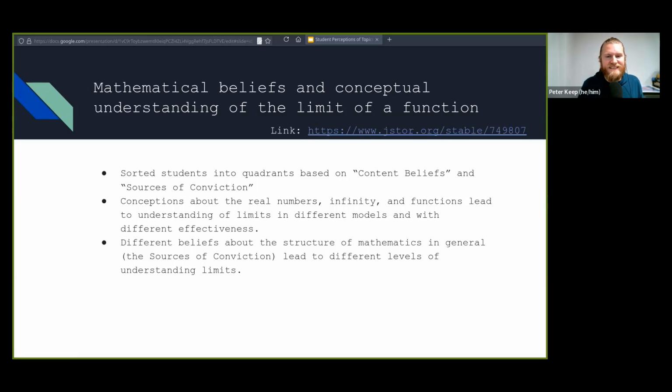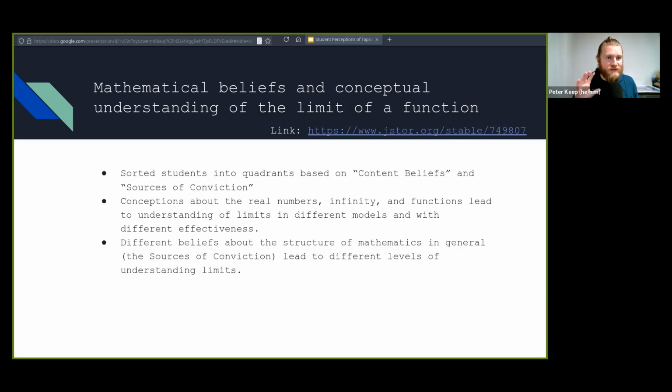They were thinking about conceptions about the real numbers and infinity and what functions are. So notice these things that they're classifying are not directly about limits, but these are really foundational topics to how we think about limits, right? We need to know how the real numbers work. We need to know some of the nature of infinity or be able to explore some of that. We need to know what models of a function we should be holding.